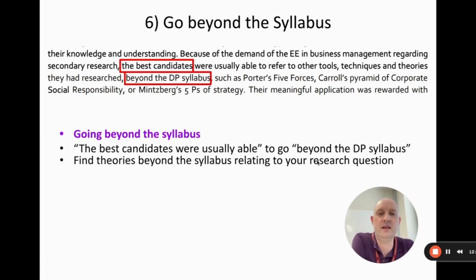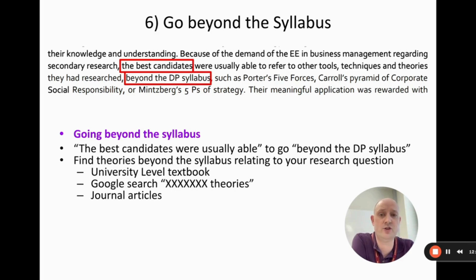So effectively, you want to find theories beyond the syllabus relating to your research question. Now that can be quite difficult, but I think there are a few things you can do. You can go and find some university level textbooks. So let's say you're doing marketing. You could go and find a university level textbook about marketing and then find something there that's relevant to your research question that's outside the IB syllabus.